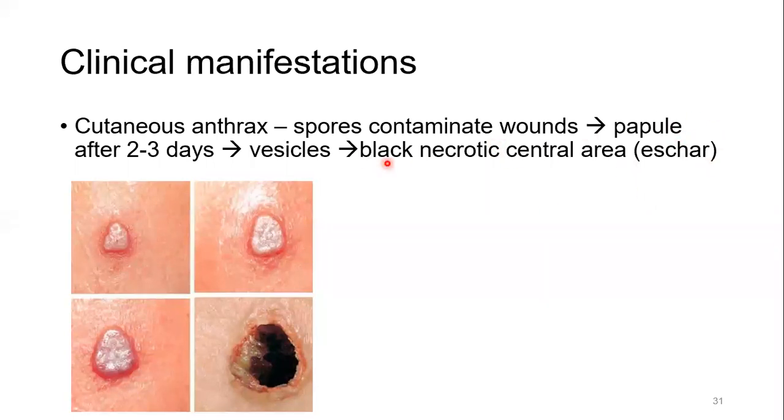So eschar is one of the end stages of cutaneous anthrax, and that is that black portion that you can see on this slide.